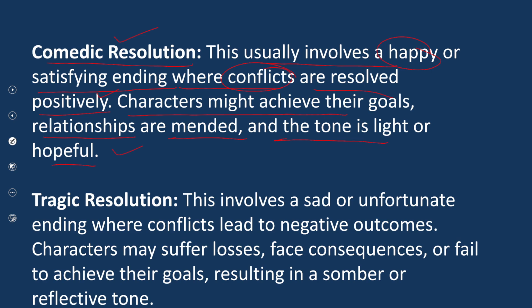On the other hand, tragic resolution involves a sad or unfortunate, unlucky thing happening, and this is how the story ends, where conflicts lead to negative outcomes. Characters may suffer losses, loss of life, property, a relationship, a friend, and so on. They face consequences or fail to achieve their goals. If the character fails to achieve the goal at the end, that would be a tragic resolution, resulting in a somber or reflective tone. Somber means sad.